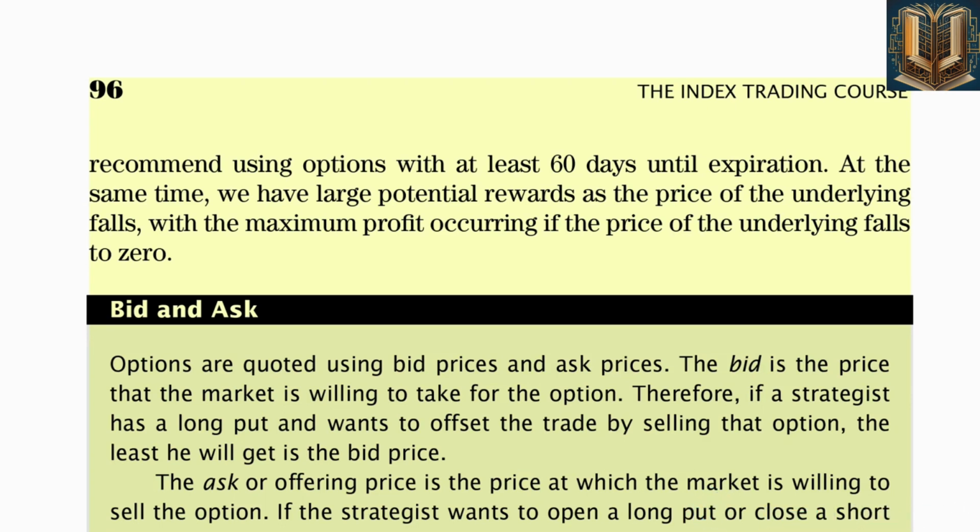Since the Index Trading Course, bid and ask options are quoted using bid prices and ask prices. The bid is the price that the market is willing to take for the option. Therefore, if a strategist has a long put and wants to offset the trade by selling that option, the least he will get is the bid price. The ask or offering price is the price at which the market is willing to sell the option. If the strategist wants to open a long put or close a short put, the price he is going to pay is often the ask price.